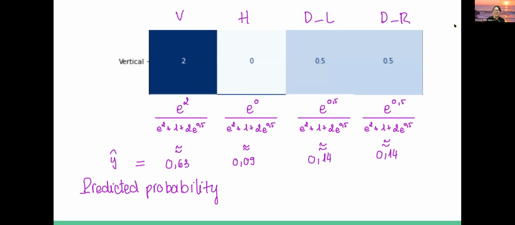Okay, so here's a better visualization of the function. You take the numerator, which is the exponential of the values, divided by the sum of the exponentials of all the values. Then you have the y hat, the predicted probability, which is the probability that you got the correct label. For example, vertical is 63%. You got the label of vertical 63% of the time, horizontal 9% of the time, and that goes on.